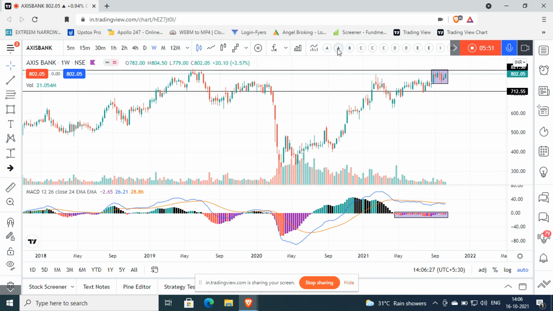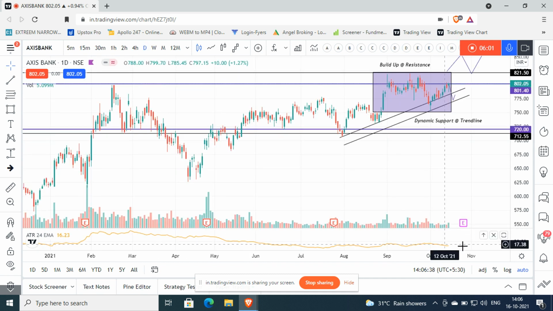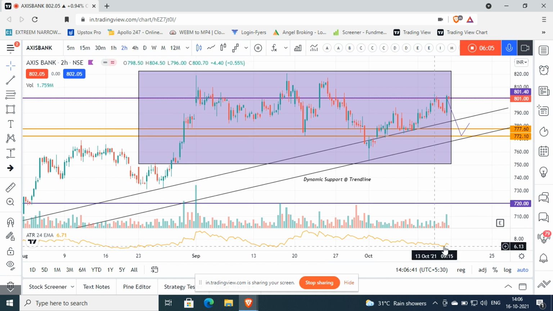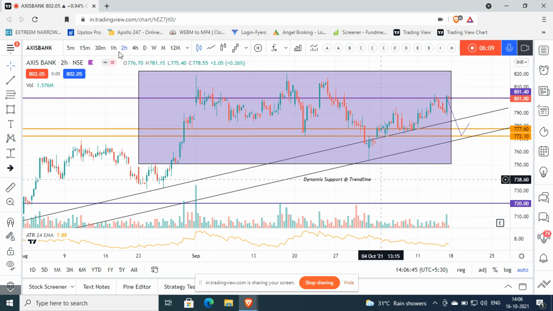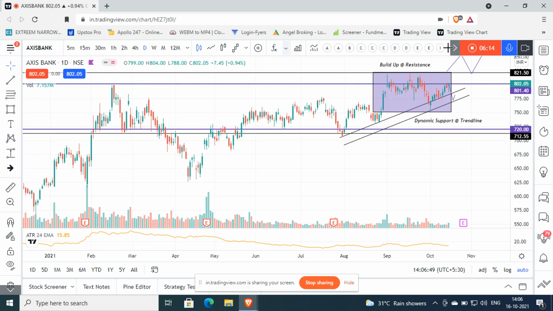And moreover, the volatility in the weekly was flattened. In the daily time frame it was flat, and in the 2 hours time frame it was also flattened. So the volatility of the script was also flat.